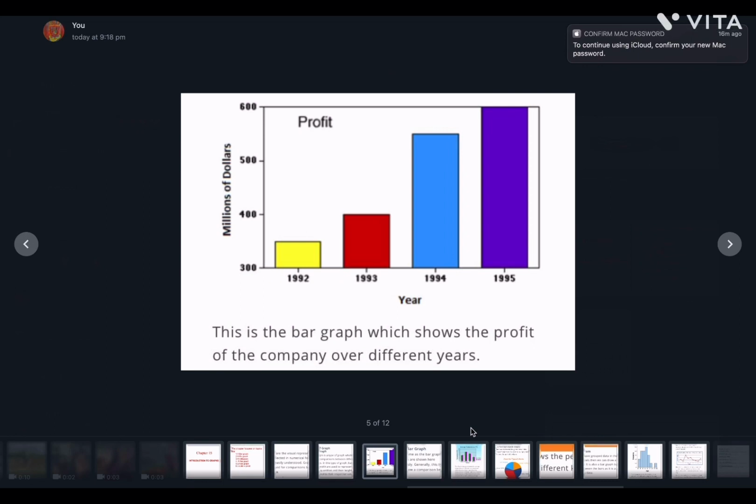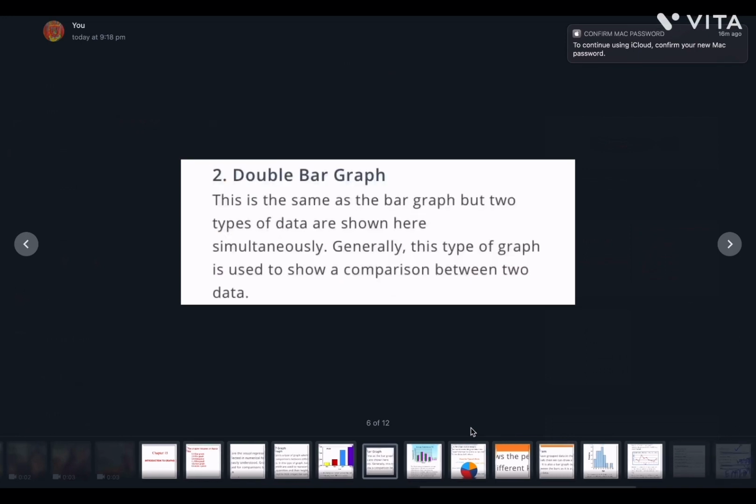So here you can see all the data is represented with the help of a bar graph, right students? Now next I'll be explaining double bar graph. A double bar graph is the same as a bar graph, but double means two types of data are shown simultaneously in one graph only. Generally this type of graph is used to show a comparison between two data, right students?